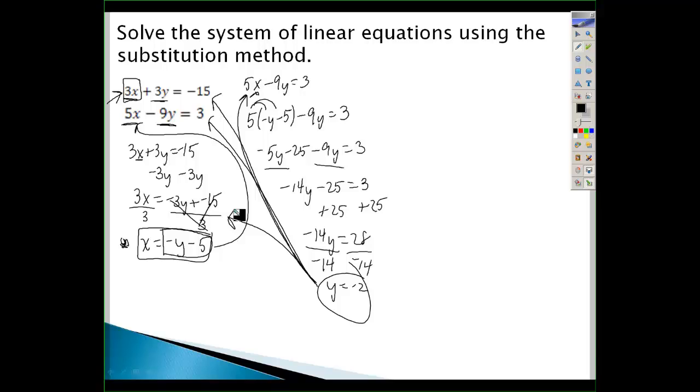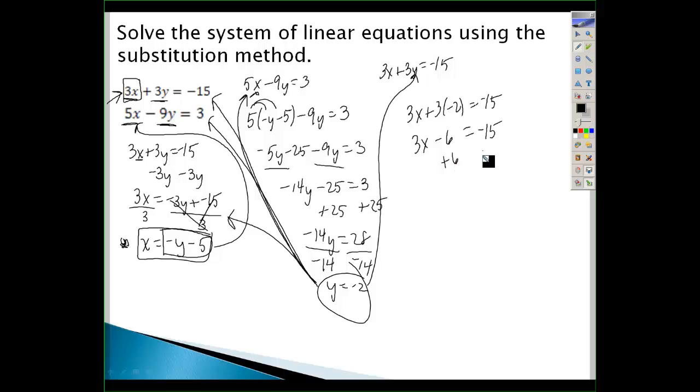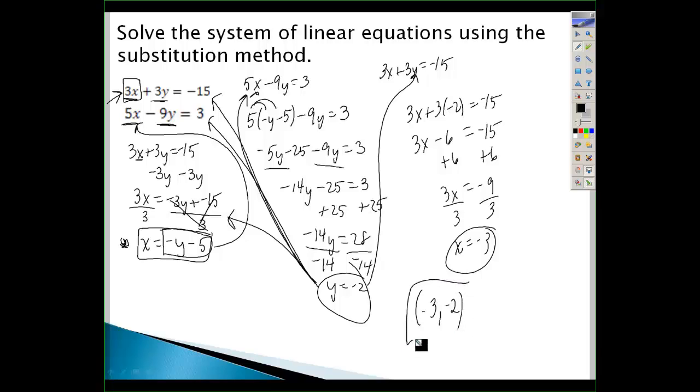Just to keep things simple, let's just use the first equation again. 3x plus 3y equals negative 15. It's what we started with. I know now that y is negative 2. So I'm going to put negative 2 in for y and solve for x. 3x plus 3 times negative 2 equals negative 15. Do a little simplifying. Add my 6. And divide by 3. X must be negative 3. So my solution is actually the coordinate negative 3, negative 2. And that is my answer.